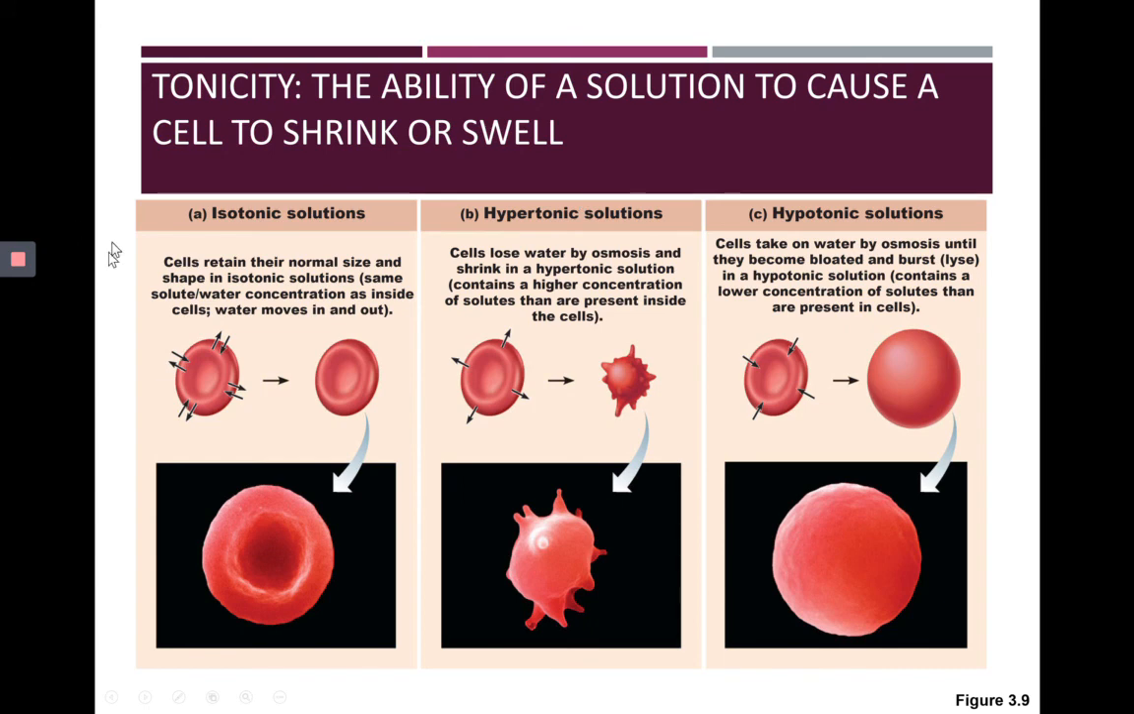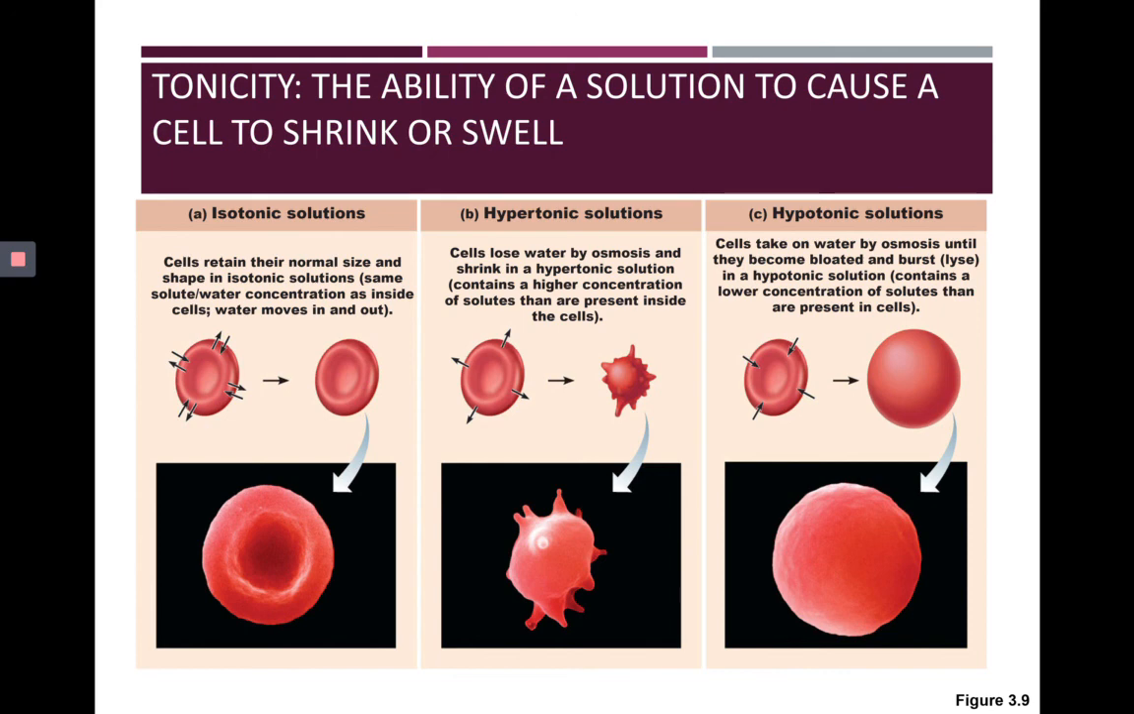Now, what does this have to do with actual cells? Well, it has to do with tonicity, which is the ability of a solution to cause a cell to shrink or swell. Because isotonic solutions, hypertonic solutions, and hypotonic solutions will all have an effect on our own cells if, for example, inserted into our bloodstream.